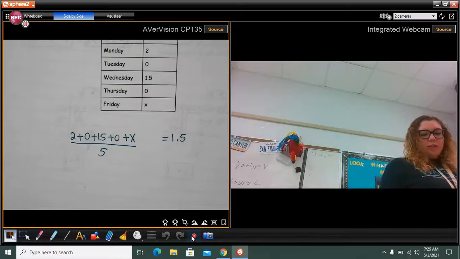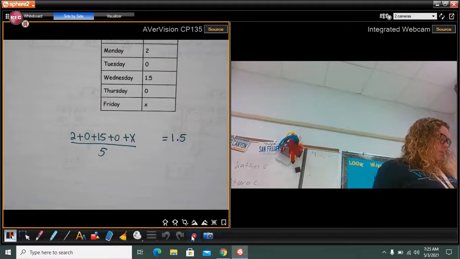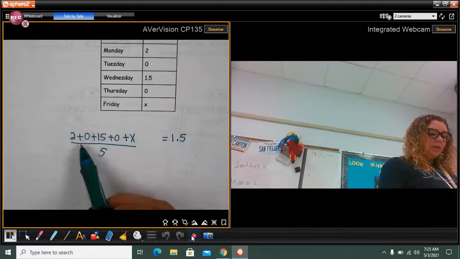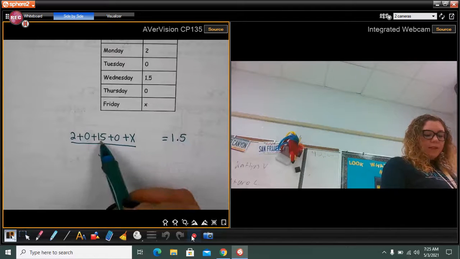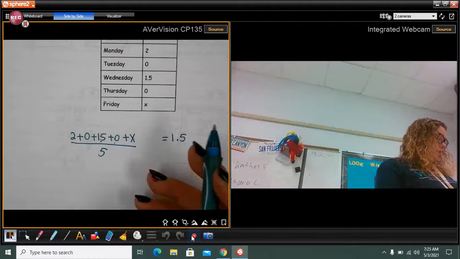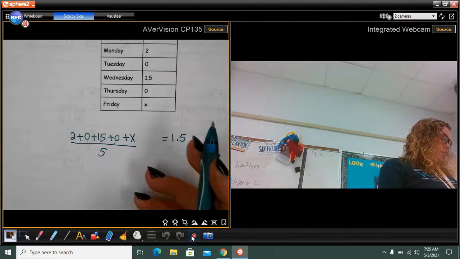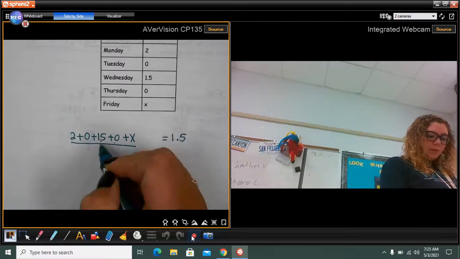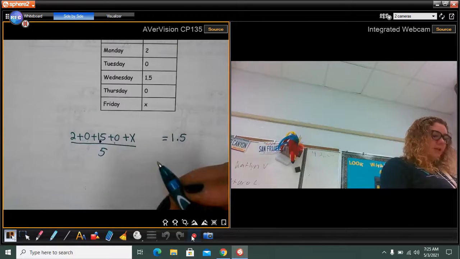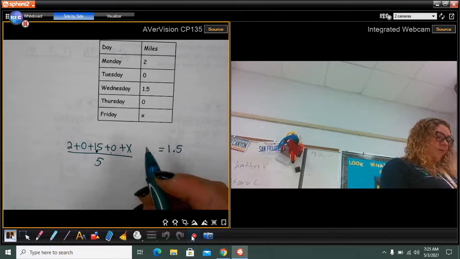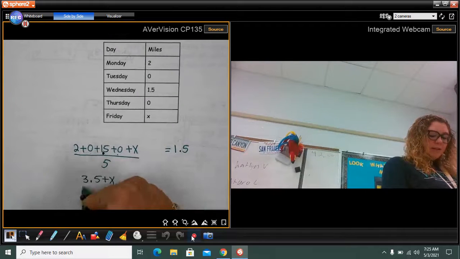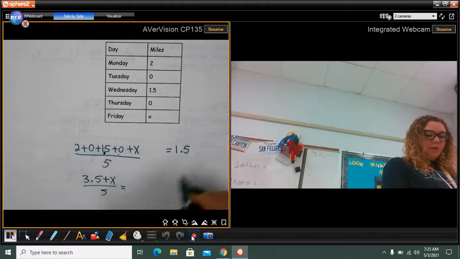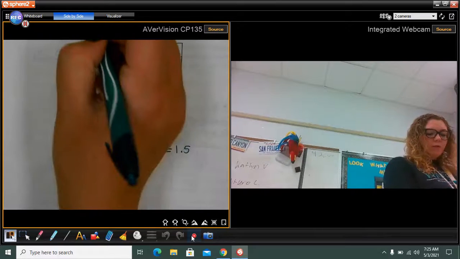So now this is just an equation. We're going to combine like terms. 2 plus 0 is 2, plus 1.5 is 3.5, plus 0 is 0. So 2 plus 1.5 is going to give me 3.5 plus x, divided by 5, and we know the total mean is 1.5.